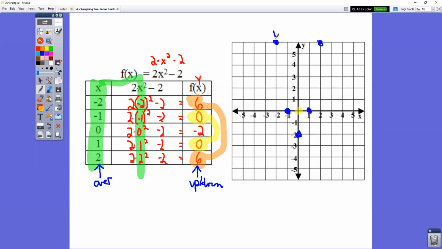Again, sort of looks like a V, but it's not. It's really a U-shaped graph. We're just going to connect our dots like this. Make sure that you put arrows on the ends, otherwise you will lose points.